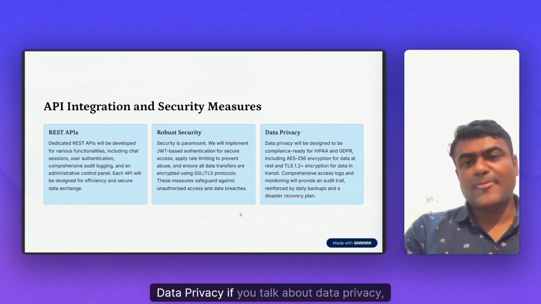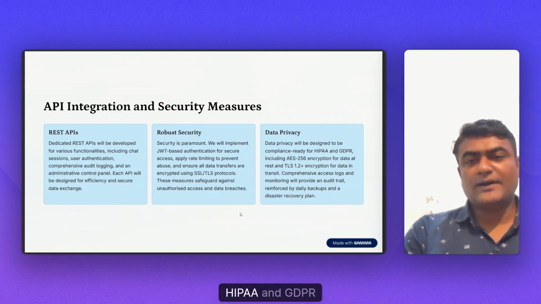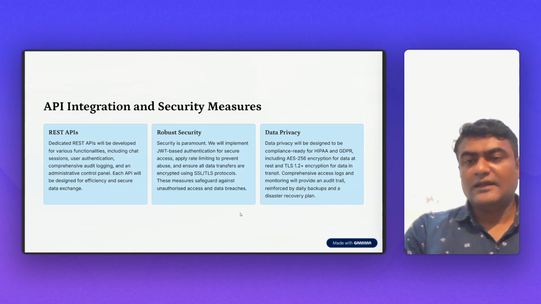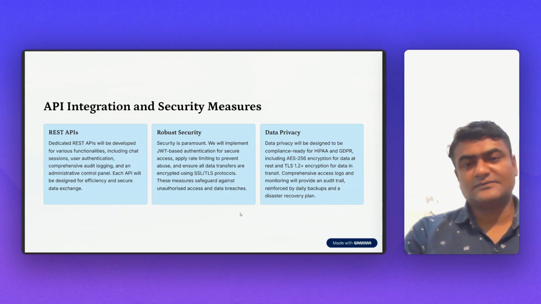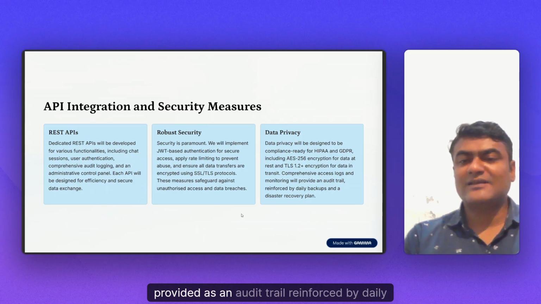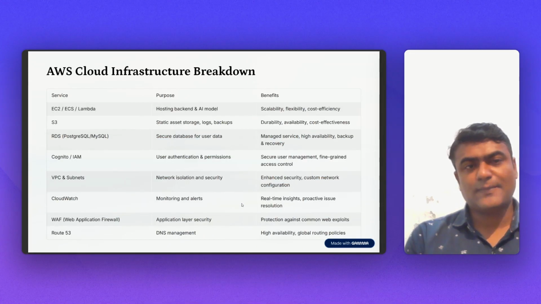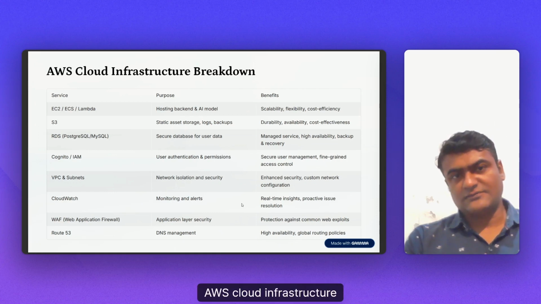Data privacy. Data privacy is designed in compliance with HIPAA and GDPR, including AES 256 encryption for data at rest and TLS 1.2 encryption for data in transit. Comprehensive access logs and monitoring will be provided as an audit trail, reinforced by daily backup and disaster recovery plans. We are using AWS cloud infrastructure.